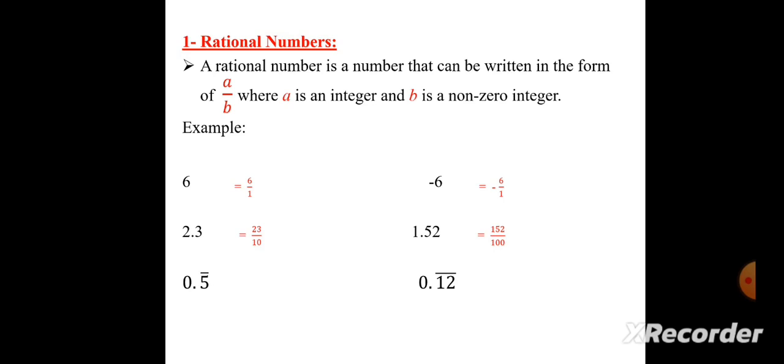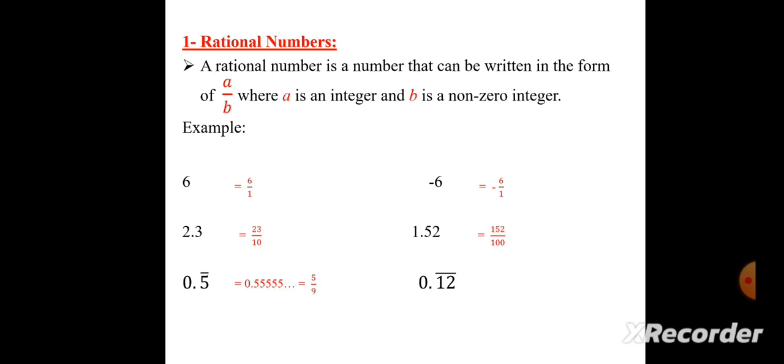0.5 bar means that it's 0.555555 and so on. It doesn't end, it's periodic. And since it's periodic, it can be written as 5 over 9. We cannot write it as 5 over 10, since 5 over 10 is 0.5 and that's it. But 5 over 9 is 0.5555 and so on.